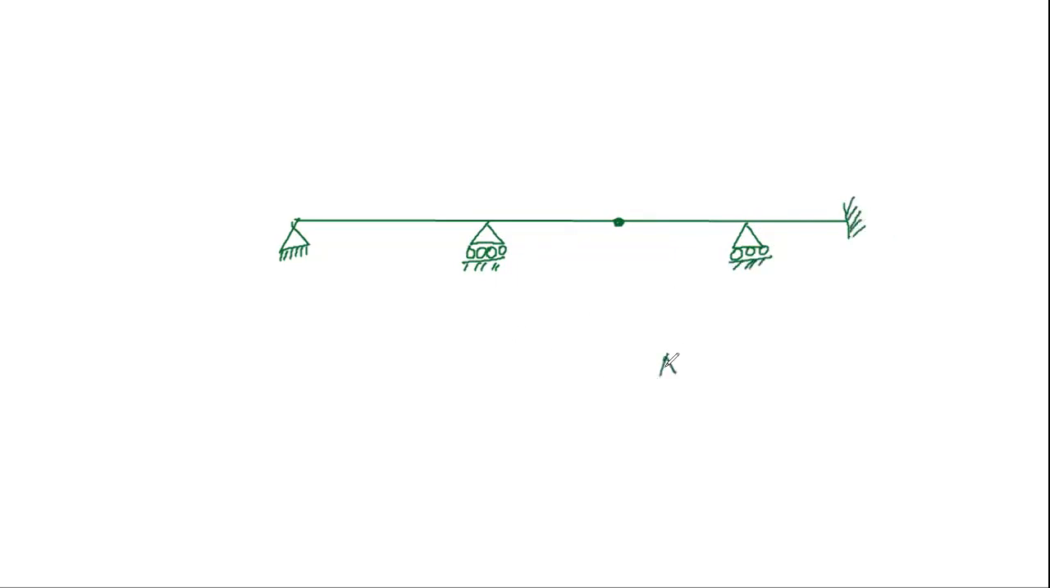So try to find out the degree of freedom of the following structure. Here it is a roller support with a hinge here and another roller support here with a fixed condition. So try to solve this as an assignment.